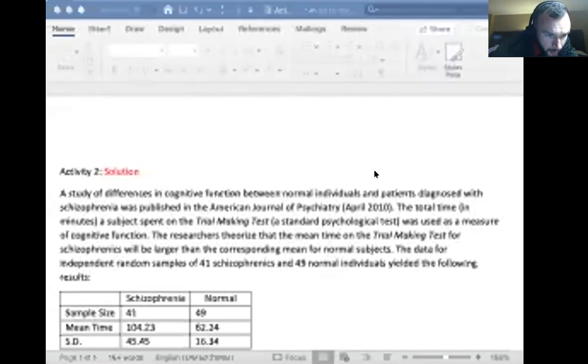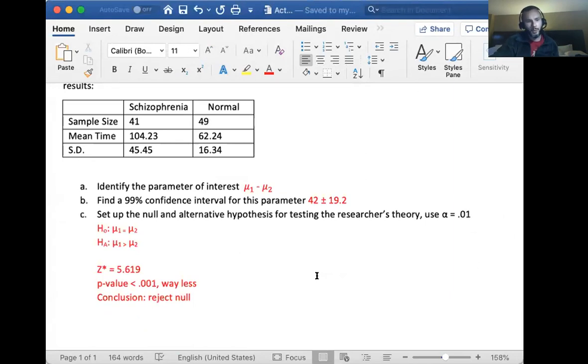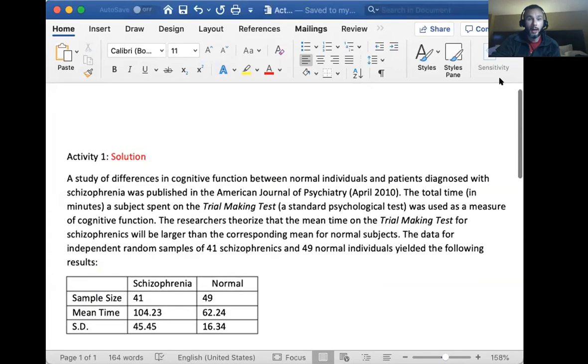What? Oh, that's wrong. What do you think? I agree, but will you say the sentence for me? So the sentence would be, observing a p-value of 0, there is sufficient evidence at the 0.01 level to reject the null hypothesis, indicating that it is more likely that the schizophrenics will be larger than the normal subjects on the test, or something to that effect.